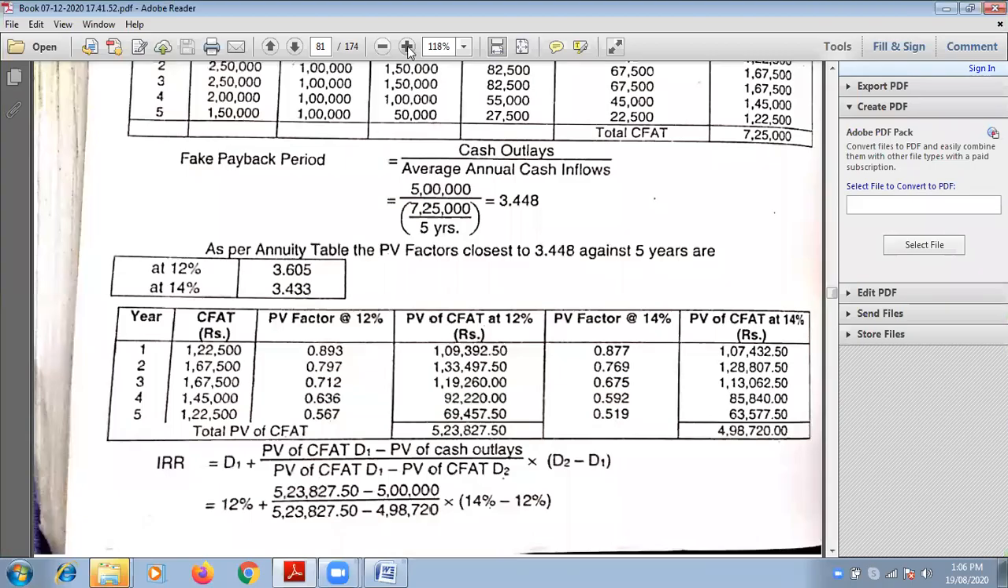Am I audible to all? Yes. So how did we calculate PV factor?